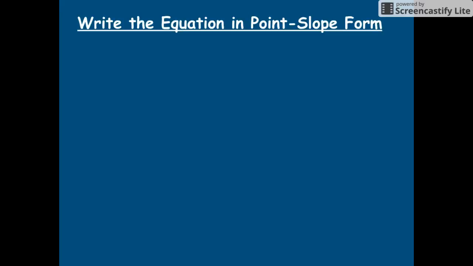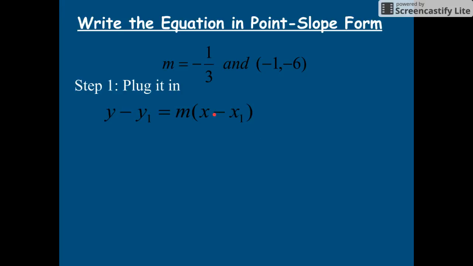All right, writing an equation in point slope form. If I give you a slope of negative 1/3 and a point negative 1 comma negative 6, we can write an equation for the line with just these 2 things. We're going to plug it into the form that you need to write down at the beginning of every problem until you get the hang of this. So y minus y1 equals m times x minus x1 is the first thing you should write down. And then all we're going to do is go back up to the information we're given and fill in the form.